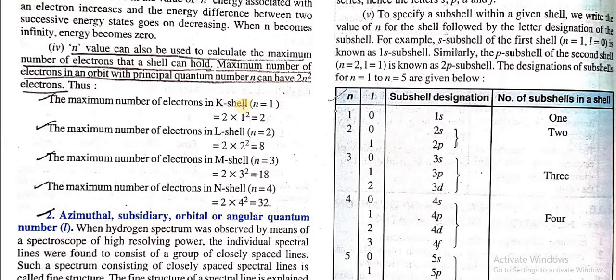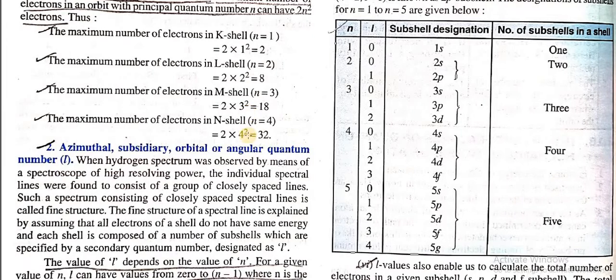Say for example, for K, when n is 1, you just put the value n equals 1 in this, it becomes 2 into 1 squared, which will give you 2. For the L shell, n equals 2, the value we get is 8 electrons. Similarly, when n equals 3, we get 18. N equals 4, we get 32. So it can give you the maximum number of electrons as well.